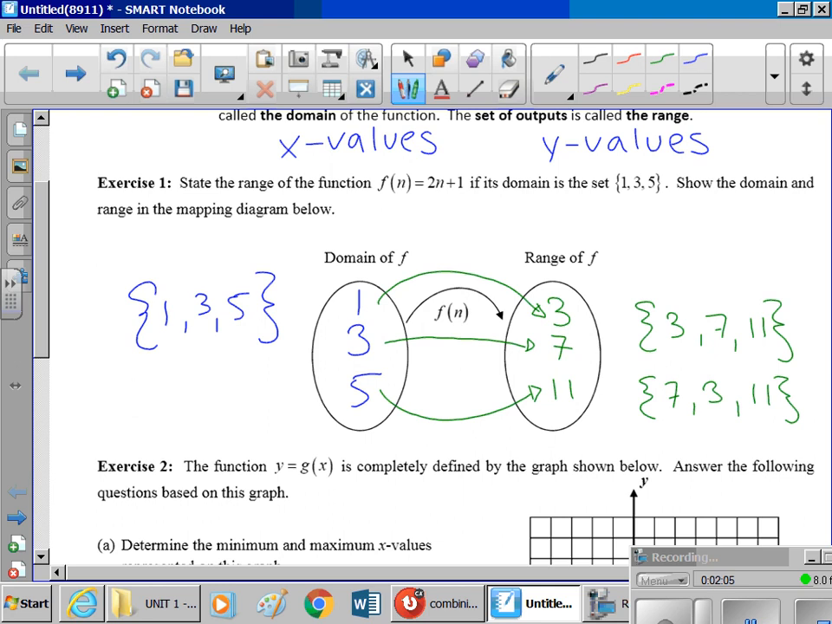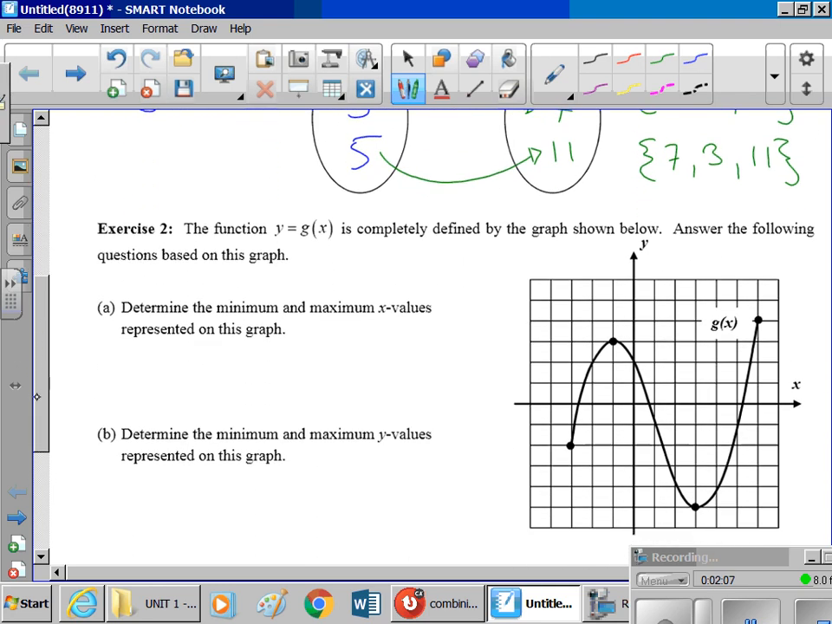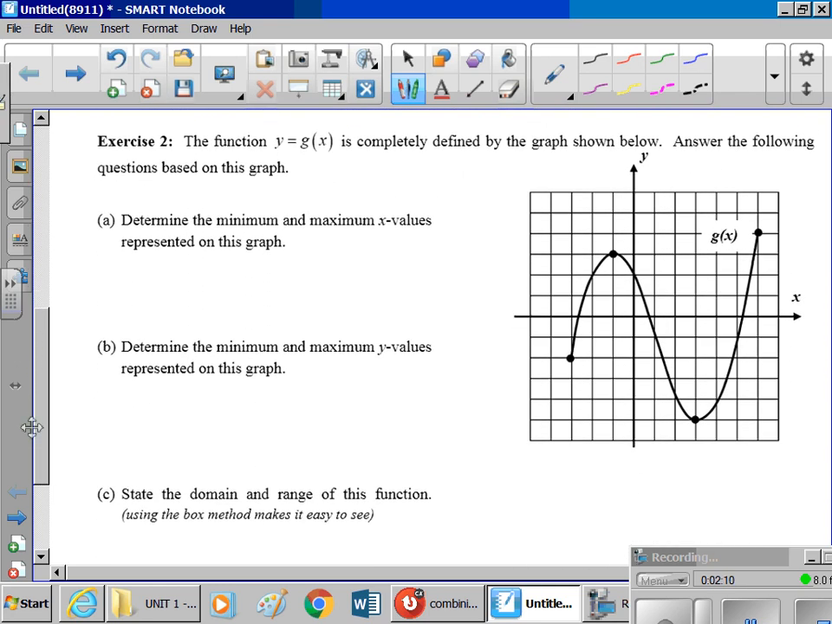In exercise 2, the function y equals g of x is completely defined by the graph shown below. Answer the following questions based on this graph. A, determine the minimum and maximum x values represented on this graph. When we're talking about domain and range, especially when you have a finite domain and range, it's kind of nice to put a box around your maximums and minimums.